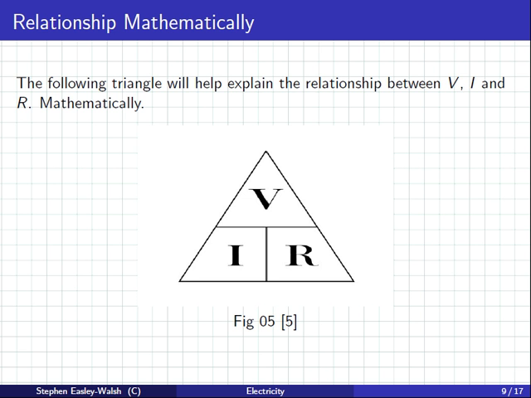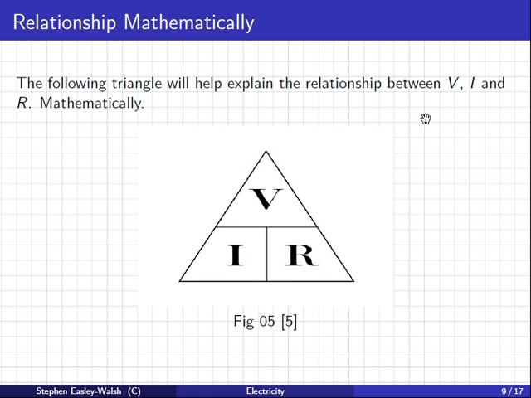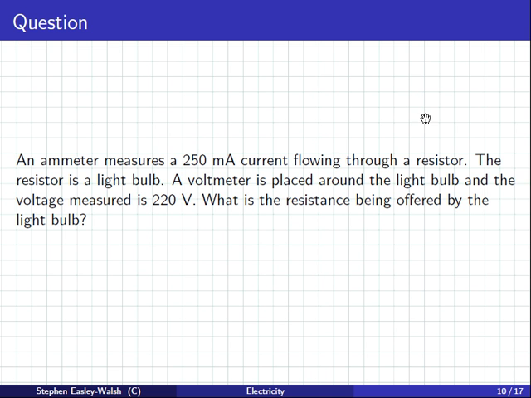Right, now we've more to do, but here's a quick, simple example. An ammeter measures 250 milliamps, and the voltage is 220. What is the resistance? According to this formula, it's V over I. So what would that be? 880 ohms.